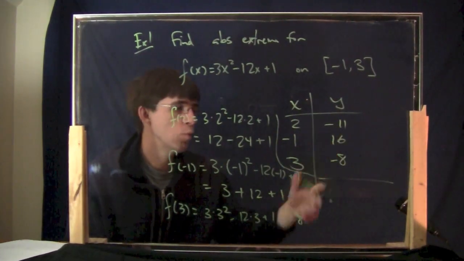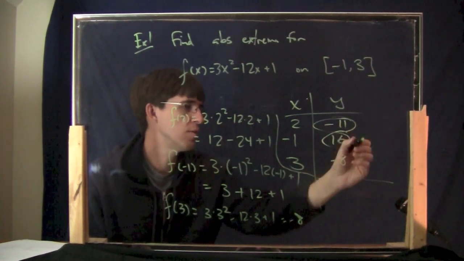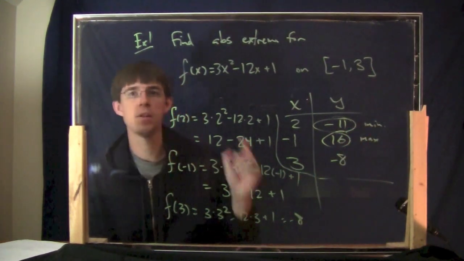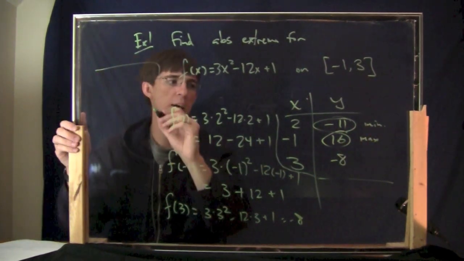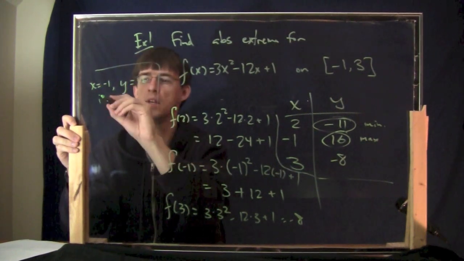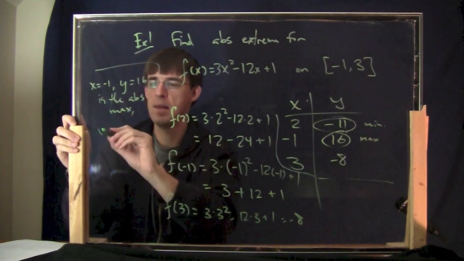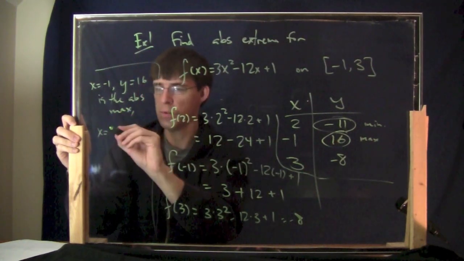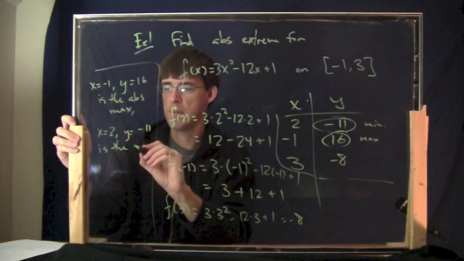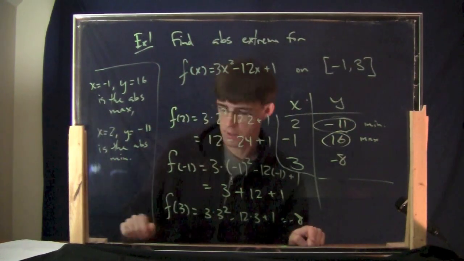What's the biggest and what's the smallest? That's all you have to do. This right here, this is the biggest. This right here, this is the smallest. So this is going to be the maximum, and this is going to be the minimum. If you want a little conclusion, you can say x equals minus 1, y equals 16 is the absolute maximum, and x equals 2, y equals minus 11 is the absolute minimum. That's it. Let's try another one.